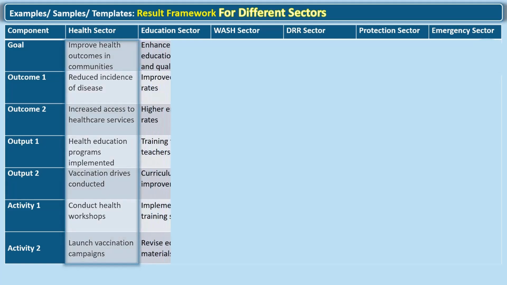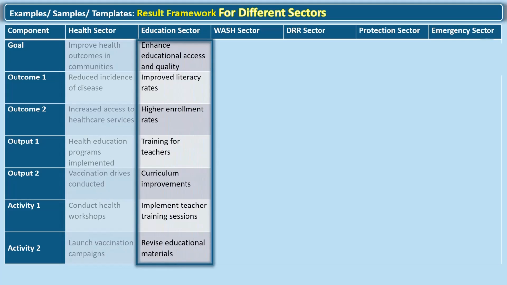Example of education sector: enhance educational access and quality. That is the goal. Here are two outcomes. First one, improved literacy rates, higher enrollment rates. And these are the different outputs, and here you can see the examples of activities.